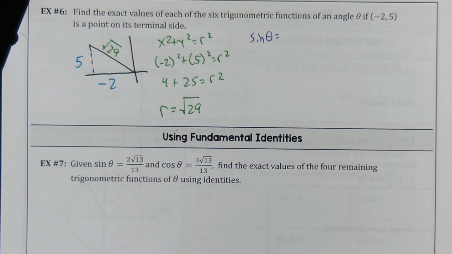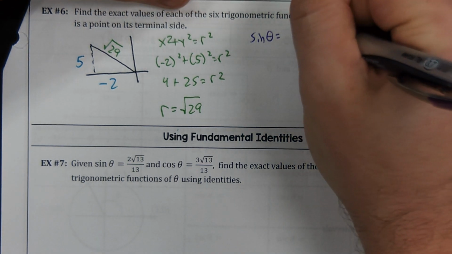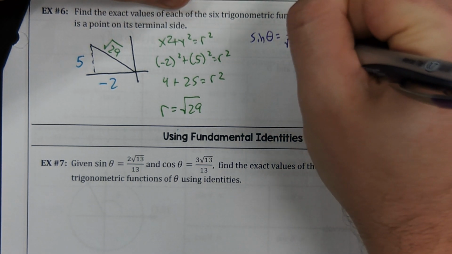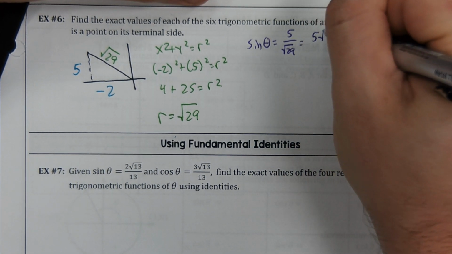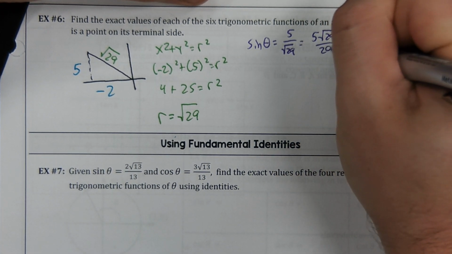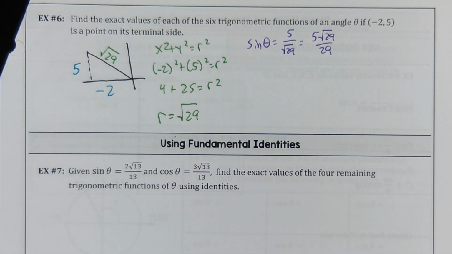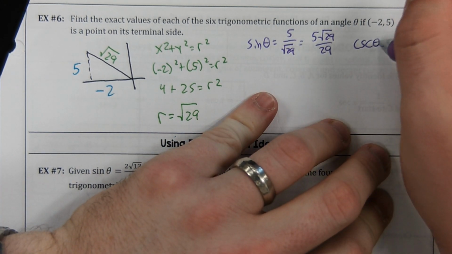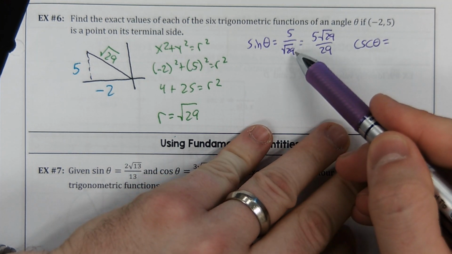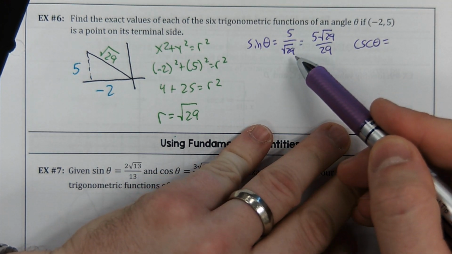Sine of theta is y over r. So 5 over root 29. Better rationalize that denominator. 5 root 29 over 29 is what you will get if you multiply the top and bottom by root 29. If you know sine of theta, you also know cosecant theta. So just flip this over. Root 29 over 5.